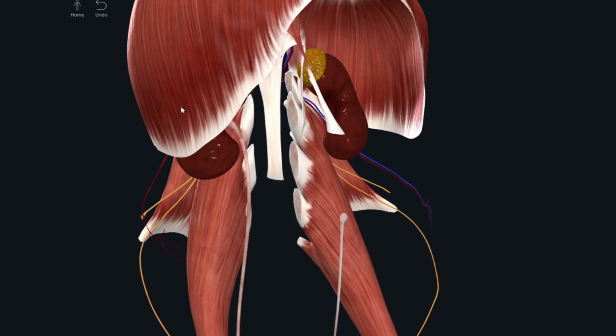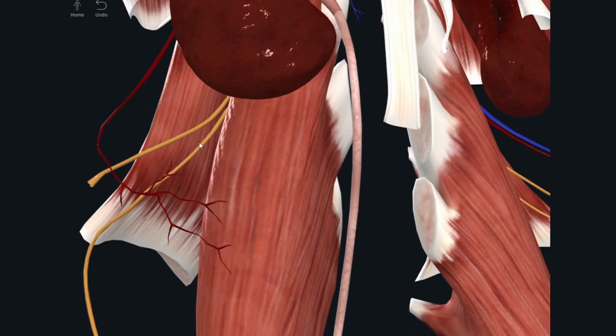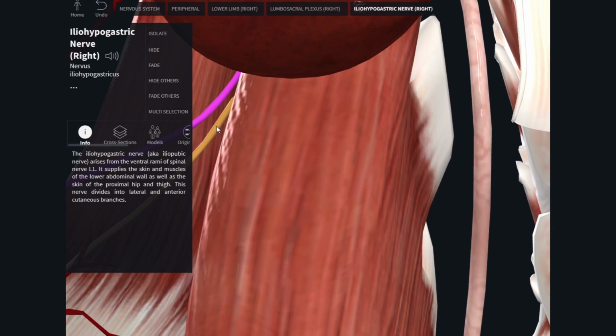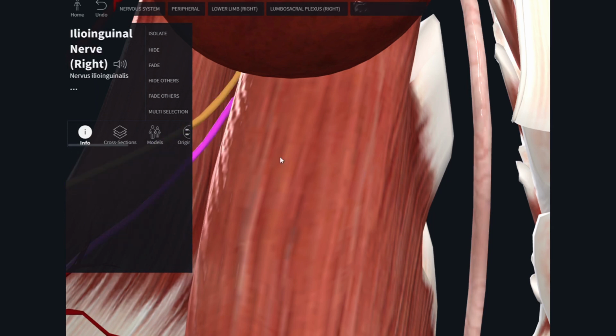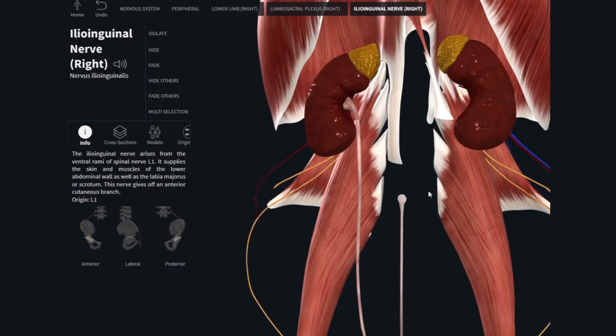Then there's also the relation posterolaterally with the kidney, with the vessels here. So we have the nerve, which is this nerve right here. That's the iliohypogastric, and then we have the ilioinguinal, I guess that's the ilioinguinal nerve. So the iliohypogastric and ilioinguinal nerves are the posterior relations.